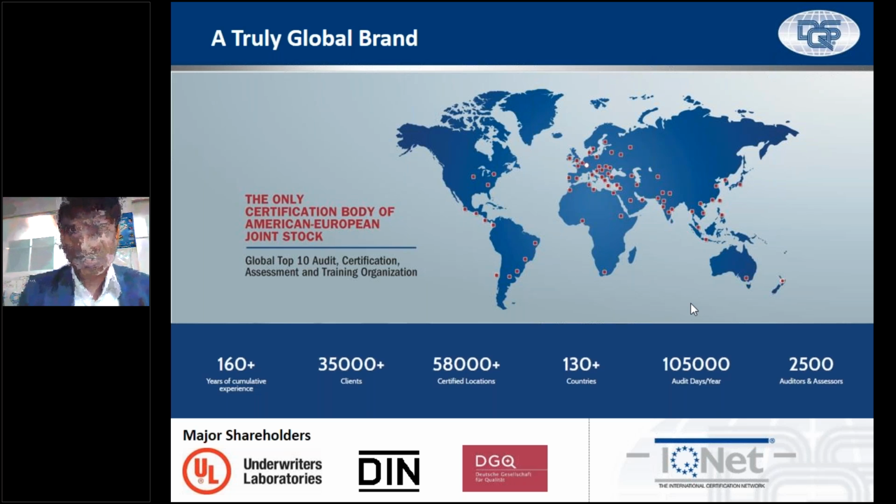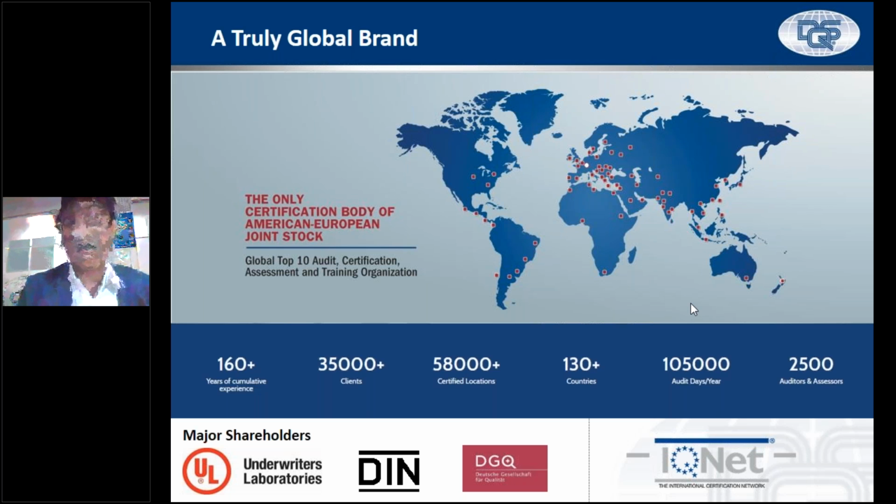Back in the year 2000, we became the world's first certification body to get accredited for the ISO TS standard, which is now known as IATF 16949. In 2006, we were pioneers again. We issued the world's first certificate of IRIS, which is in railways.